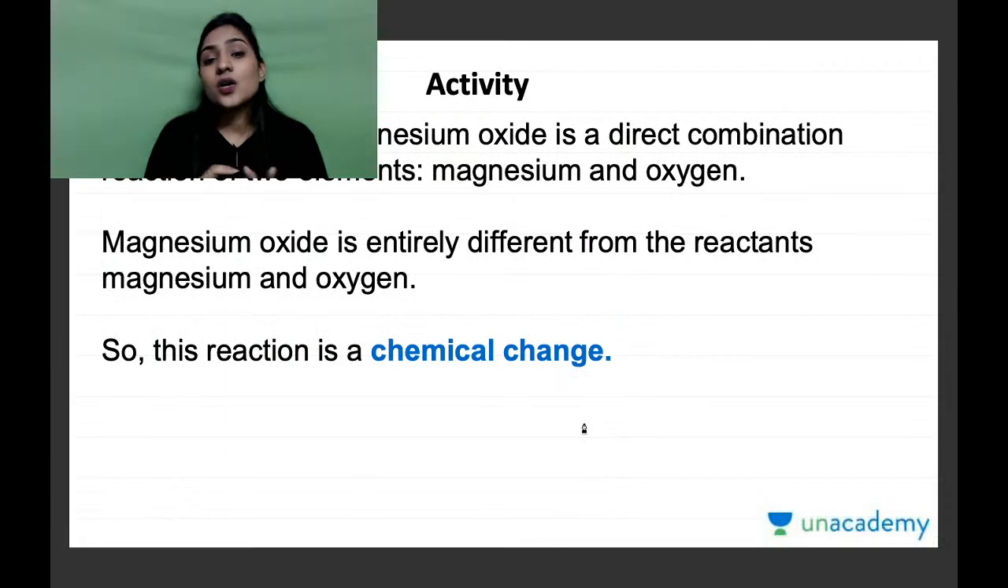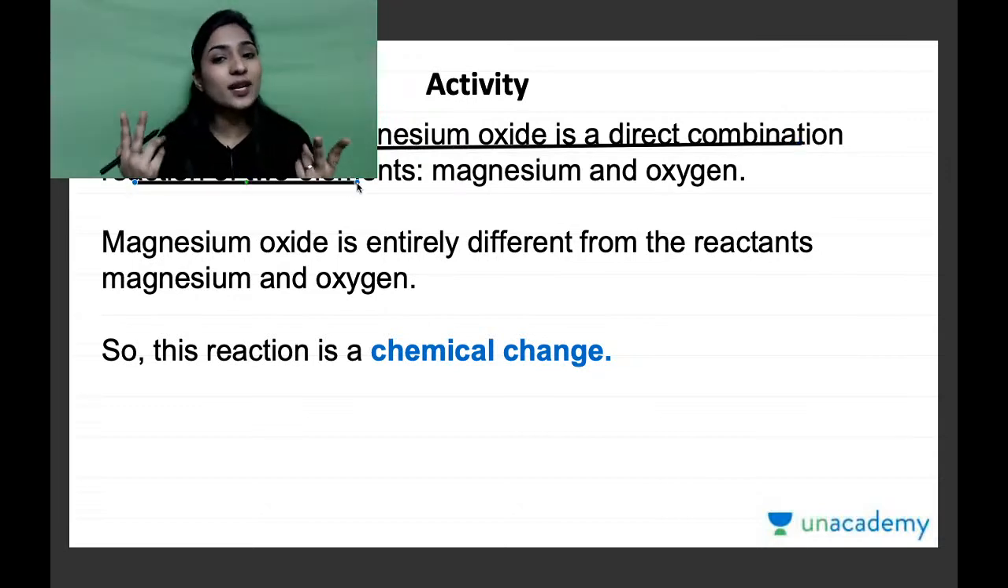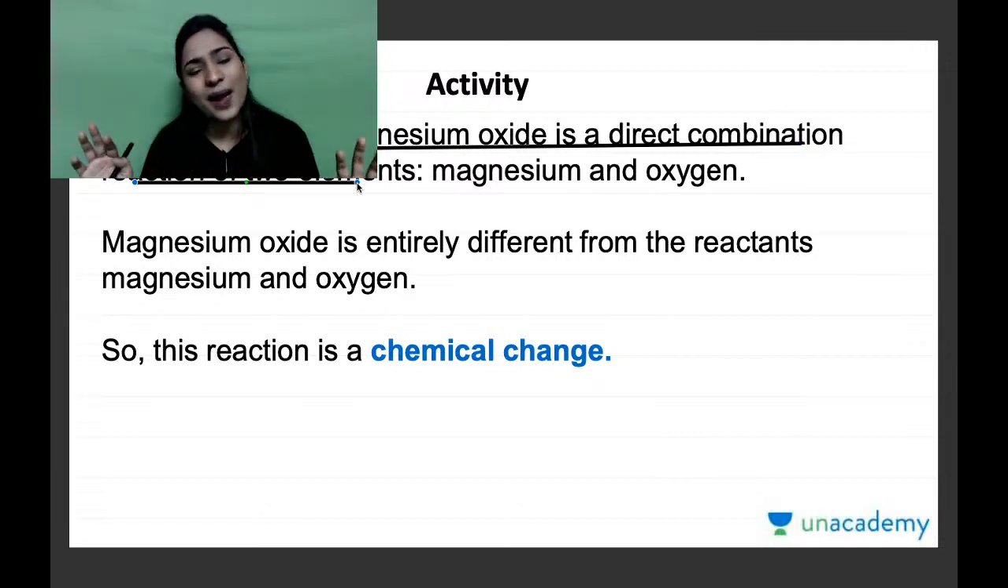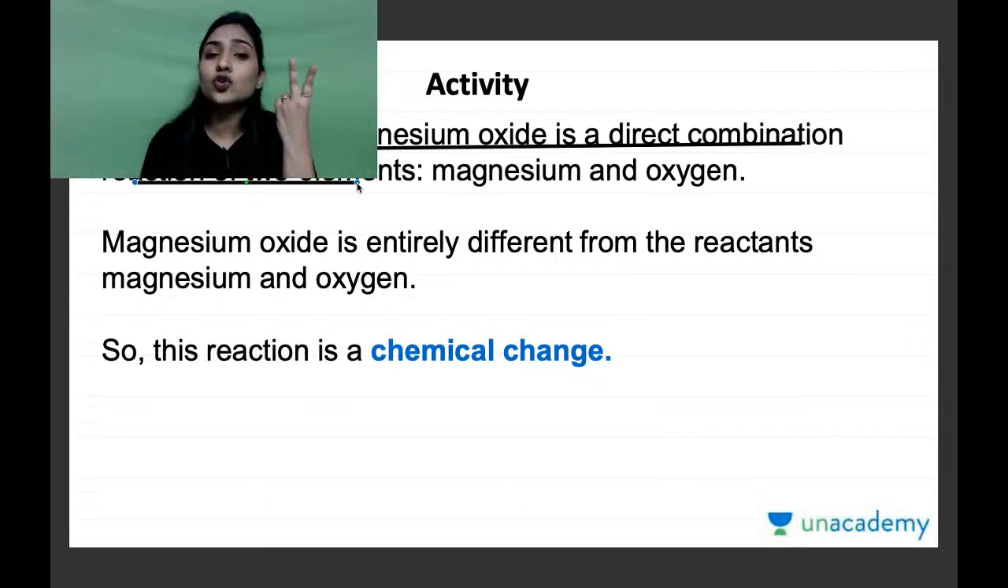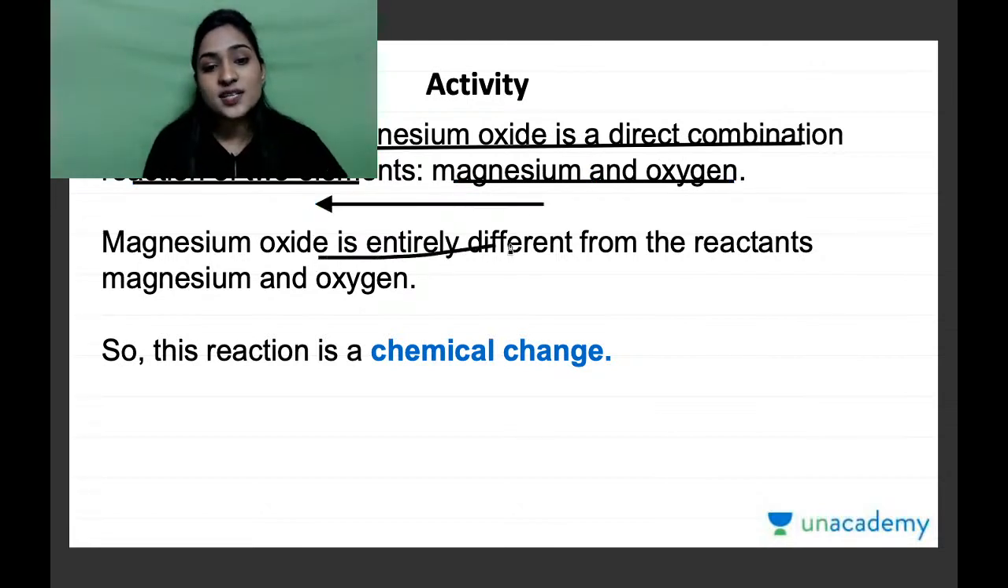Okay. So we can say that the formation of magnesium oxide is a direct combination reaction of two elements. Obviously, हमने दो elements को मिलाया, किसको? मैग्नीशियम मिलाया, और हमने ऑक्सीजन नहीं मिलाया, मैग्नीशियम ने अपने आप ही ले लिया. तो दो चीजें मिलकर बनी मैग्नीशियम ऑक्साइड. तो मैग्नीशियम और ऑक्सीजन मिला के बना मैग्नीशियम ऑक्साइड, which is entirely different.